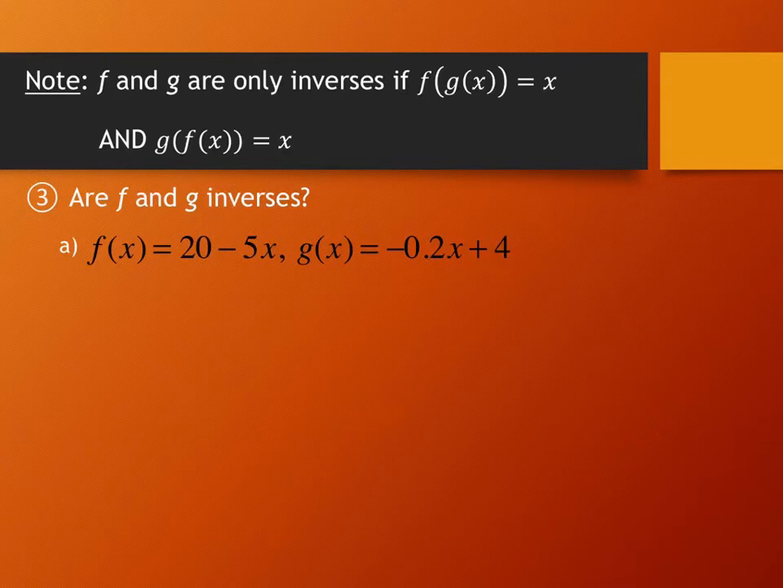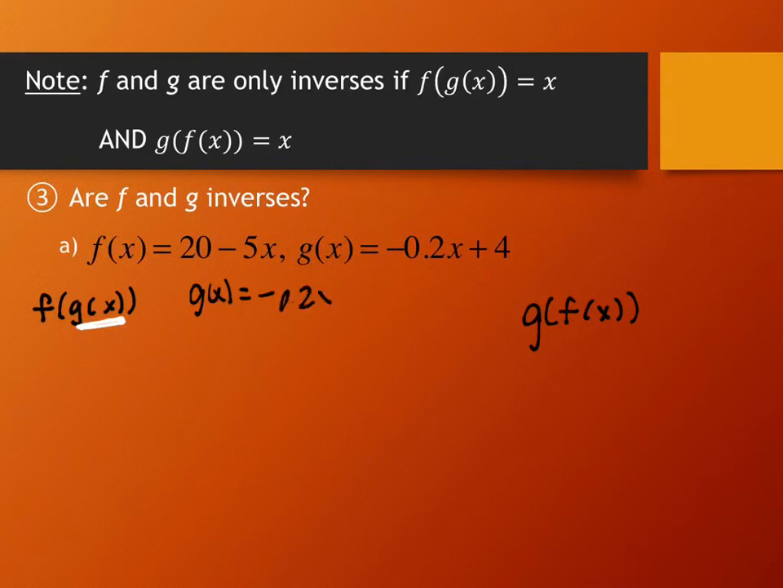Okay, so we're going to try it. We have to test both directions. I have to test f composed g, and I have to test g composed f. Okay, so I've got two problems here. Now, the way that we did this last time is we said, okay, we're going to start on the inside. What is g of x? Well, let's see. It's negative 0.2x plus 4, right? That's g.